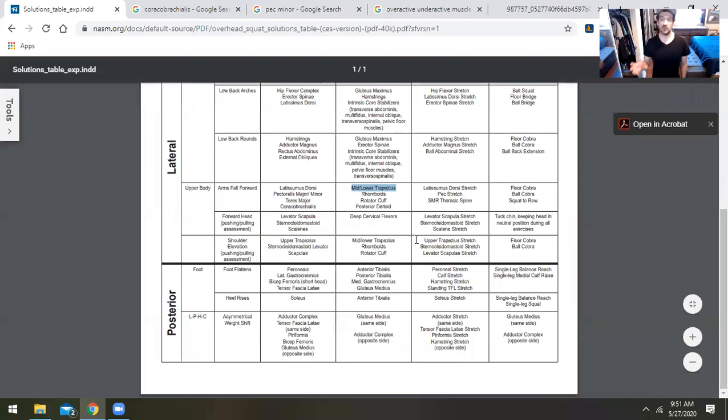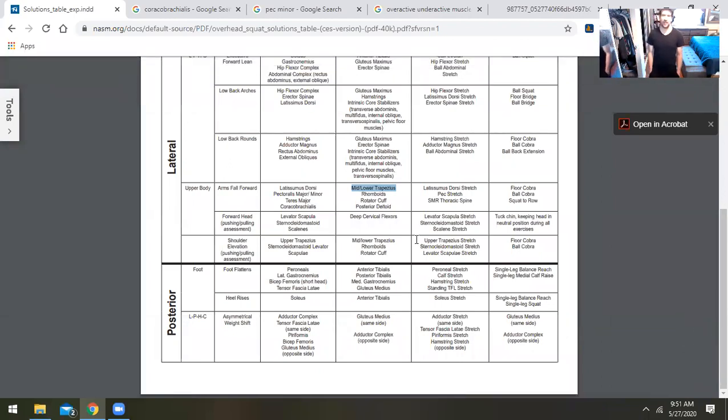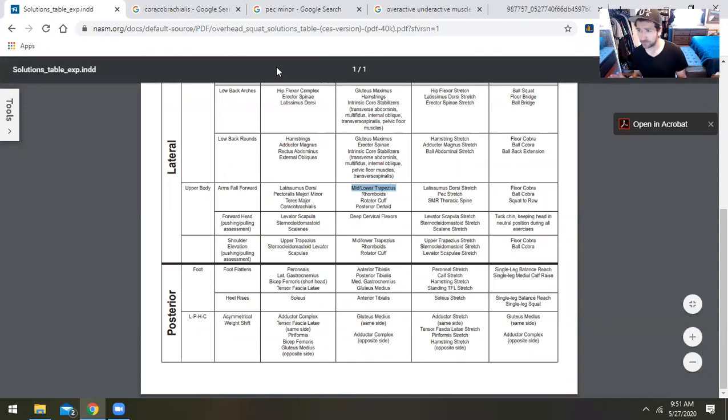So the middle and lower traps sometimes don't make a ton of sense. Obviously, if somebody has rounded shoulders, they're protracting, we know that the middle and lower trapezius are going to be antagonists to those protractors, right? If your pec minor is protracting your shoulders forward, we want to pull in the opposite direction. We want to pull into retraction to get those shoulders back to neutral, right? Same thing with your rhomboids. Your middle trapezius and your rhomboids are really responsible for retracting those shoulders. And then your lower traps are also doing a little bit of retraction as well.